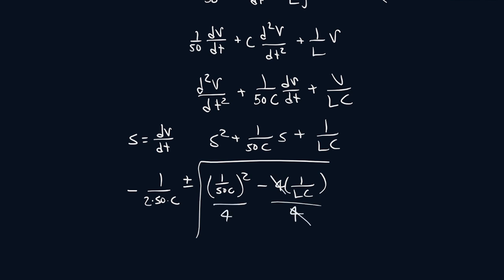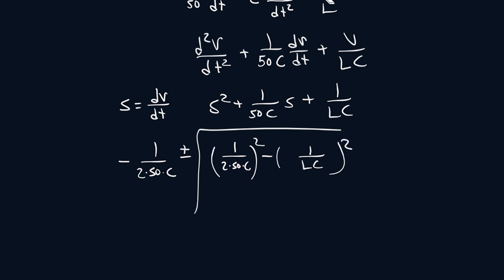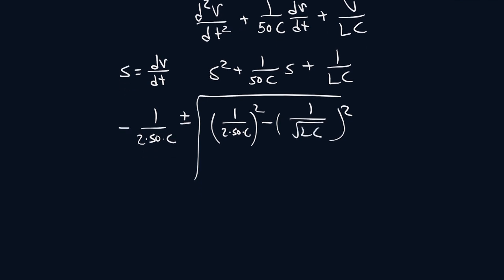This and this cancel out. I can represent this as the square root of 4 squared. Okay, this is still 4, and then I can put this into here, which turns into 1 over 2 times 50 times C squared. Okay, so this is gone. Now I'm going to square root all of this and then square it, and that's pretty much just this. And then we get the following.